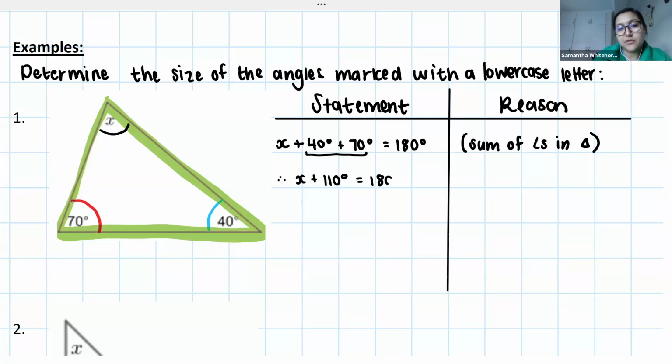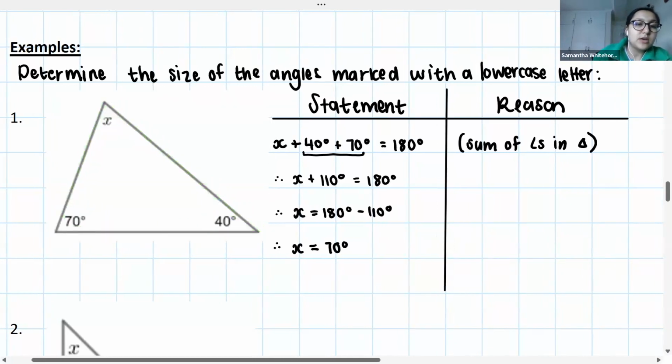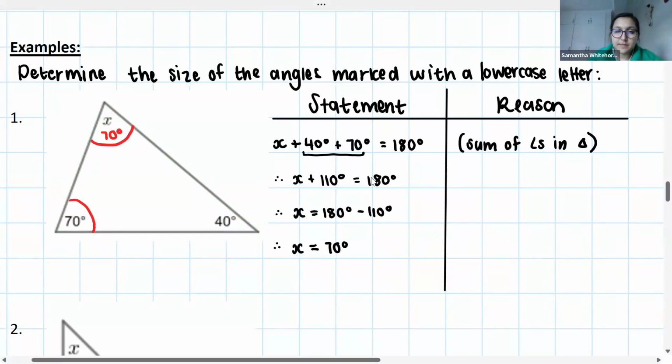And we're solving for x, so we're solving our equation. That means I need to subtract 110 degrees on both sides, so 180 minus 110. Remember, inverse operations. And so x is equal to 70 degrees, because 180 minus 110 is 70. So guys, if we go back to our triangle and fill in that information, here's our 70 degrees. Do you notice that we've got 2 angles that are 70 degrees in size?